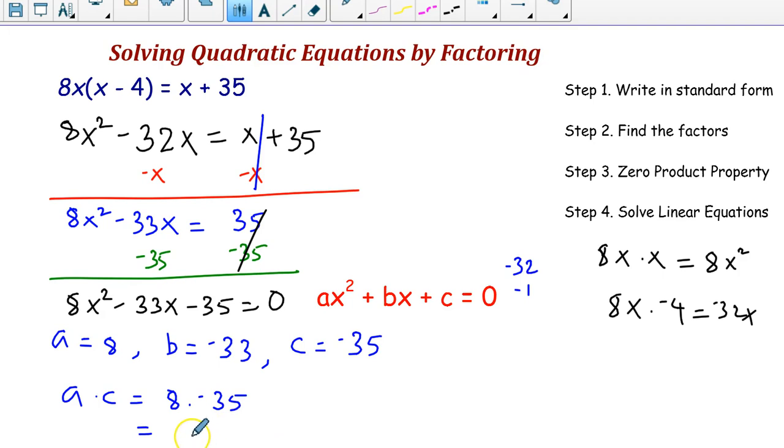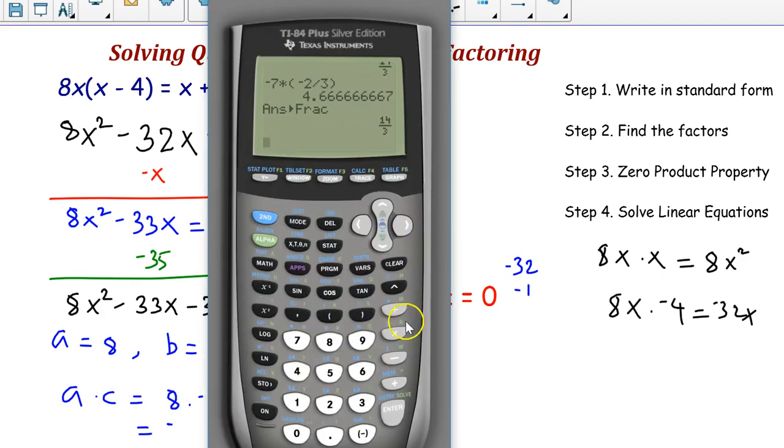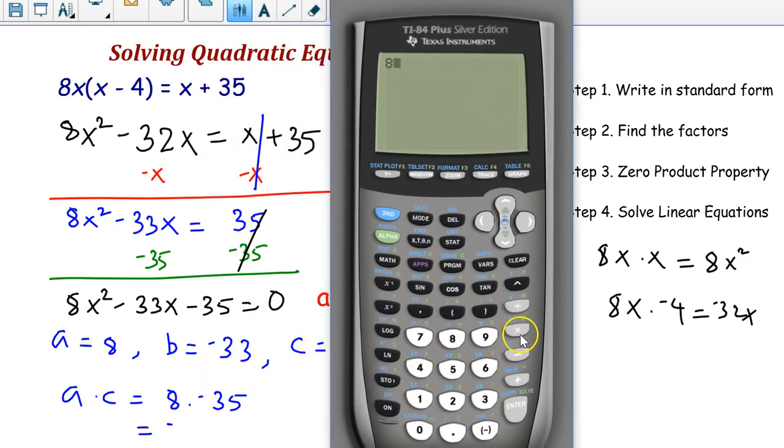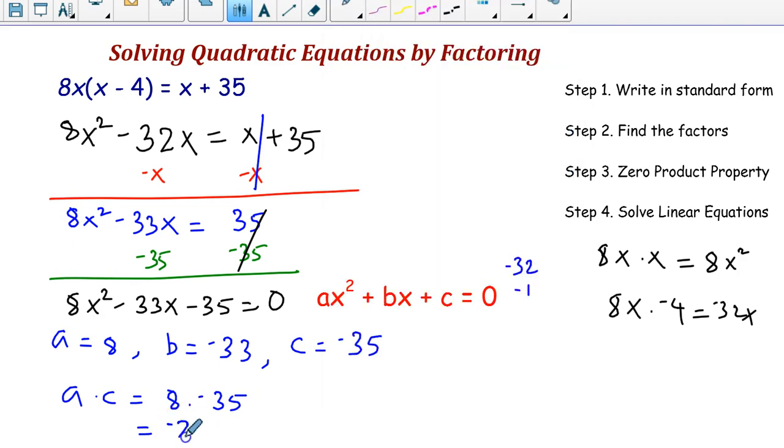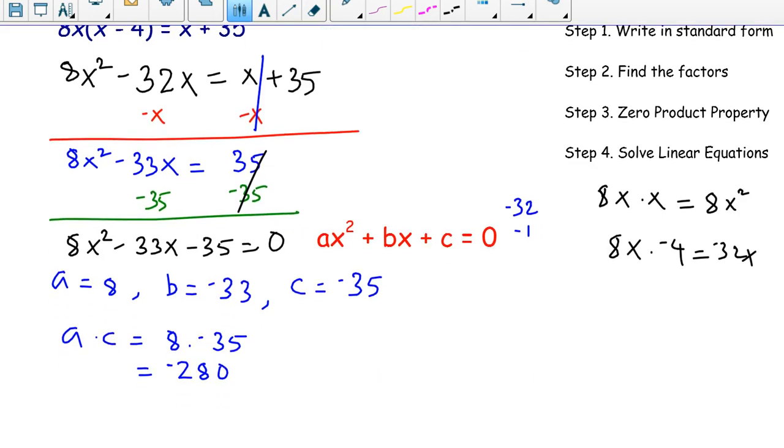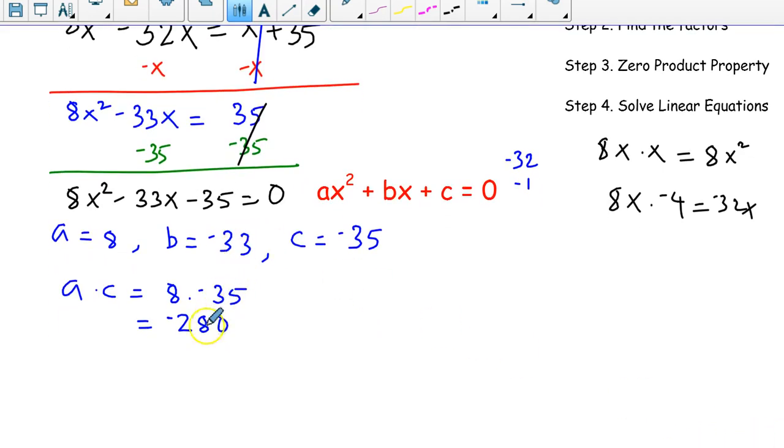What is 8 times negative 35? It is negative 280. Let me check. Alright, clear off. 8 times negative 35, that's 280. Yes. Okay, negative 280. Now this negative 280 is the product. We have this product of two numbers, in fact, and those two numbers on adding I should get negative 33. We know that thing, right?